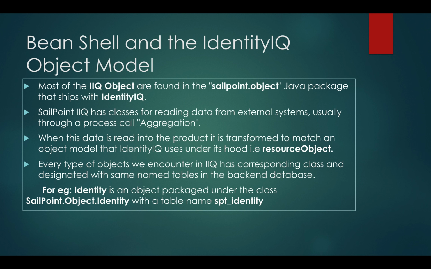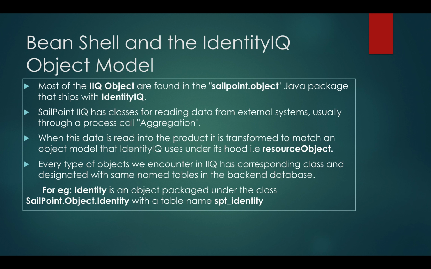There are different objects that you can find in IdentityIQ. Most of these objects are found in the package SailPoint.object. Some of the notable objects that we mostly deal with in SailPoint are identity, application, link, bundle, form, quick link, provisioning plan, IdentityRequest, certification object, and so on.